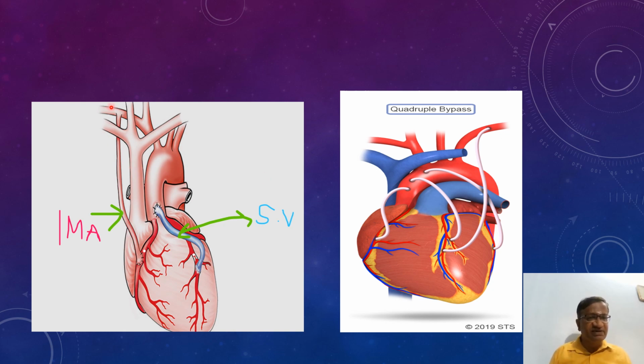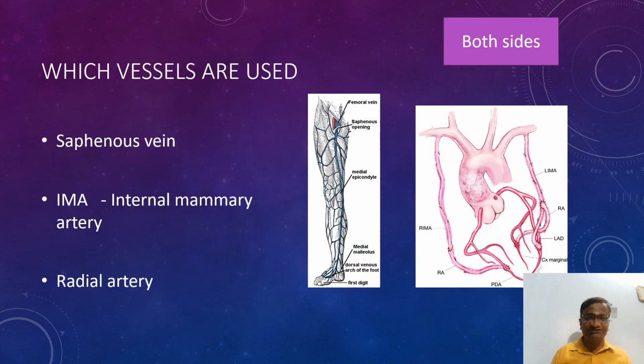Now this is the internal mammary artery of the other side. It is going to the right coronary artery, RCA. And this is the saphenous vein. If we have a saphenous vein separately taken out, it has to be put in the aorta on one side and the LAD on the other side. So this is the saphenous vein graft. This is the RIMA graft. And this is the LIMA graft. So this is quadruple bypass. So many things are being bypassed.